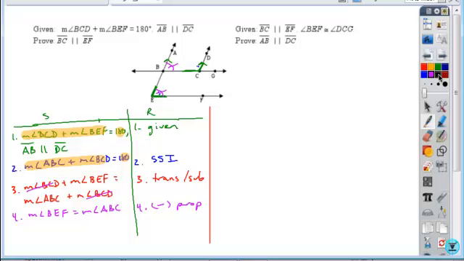What kind of angles are those? Corresponding angles. And if corresponding angles are equal, what do you know about the lines? They're parallel. So we can now make our final statement. BC is parallel to EF. And the reason for that, based on what we chose, is CA.